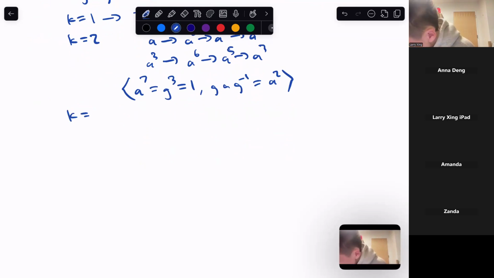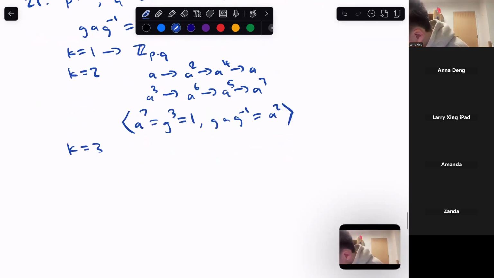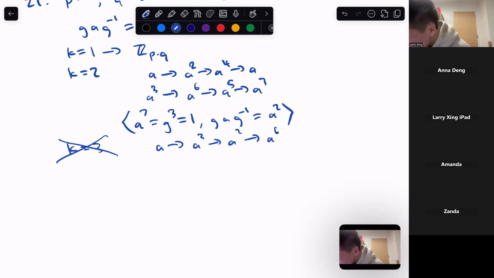Let's try K equals 3. For K equals 3, we have A goes to A cubed, goes to A^9, goes to A^27, which is A^6. But this is not good, right? Because we need to apply this 3 times and get back to A. So K equals 3 doesn't work.